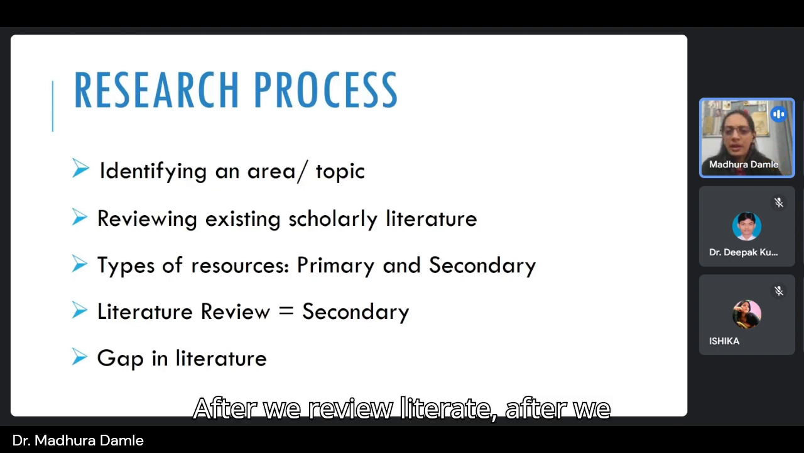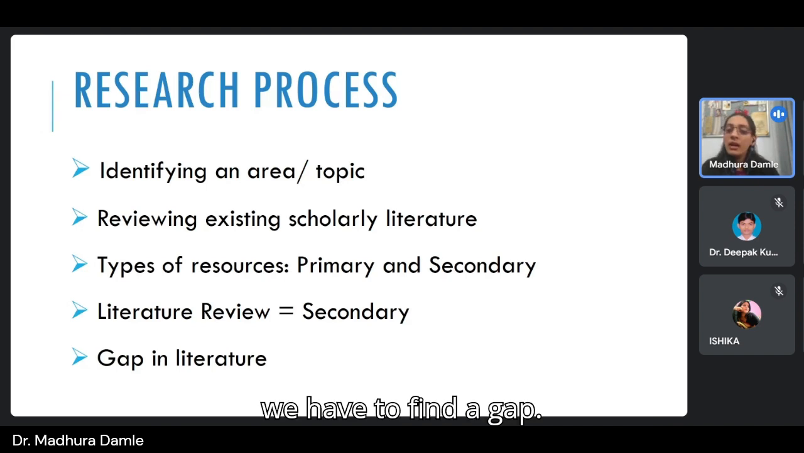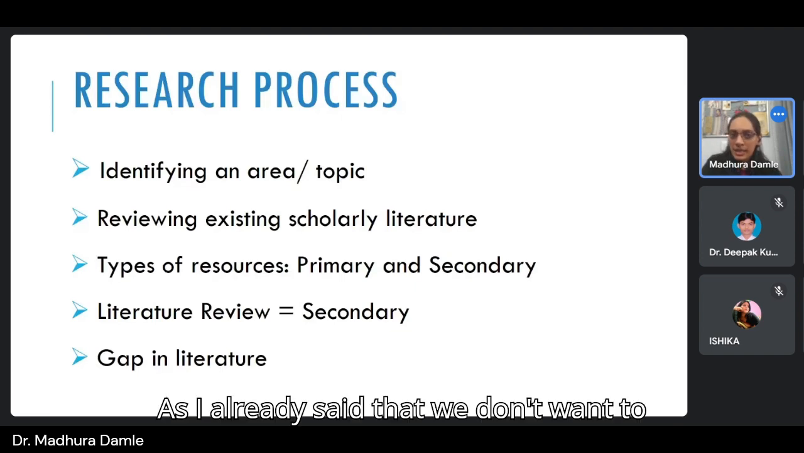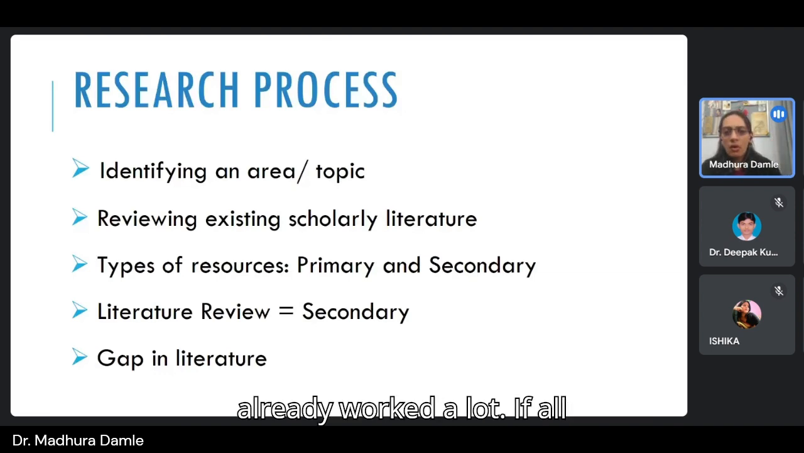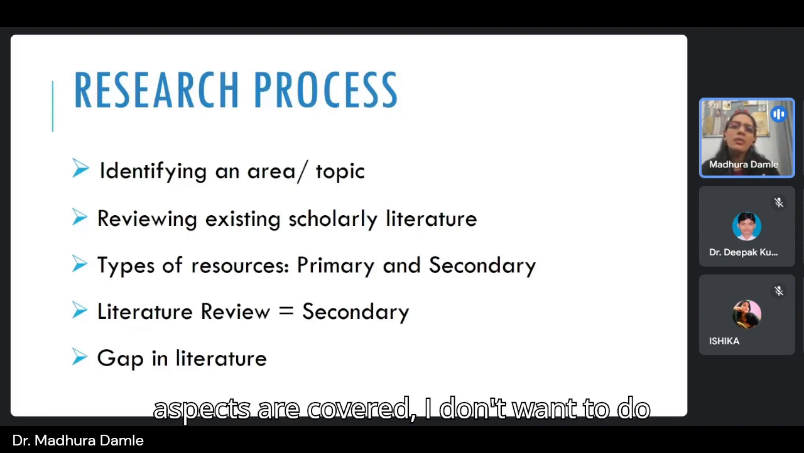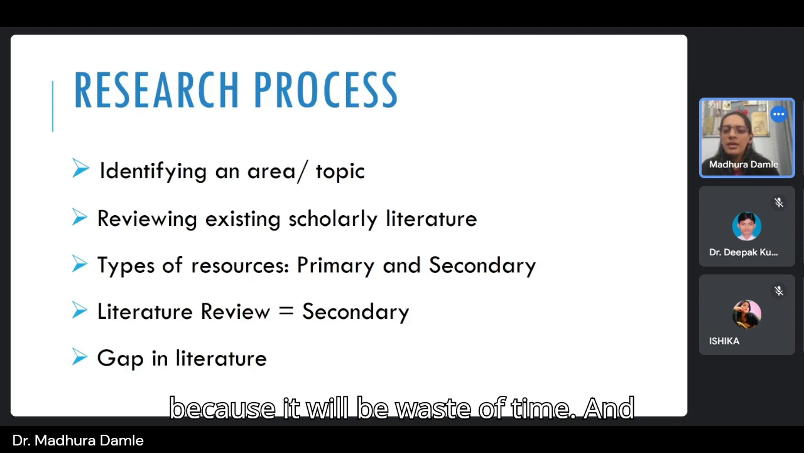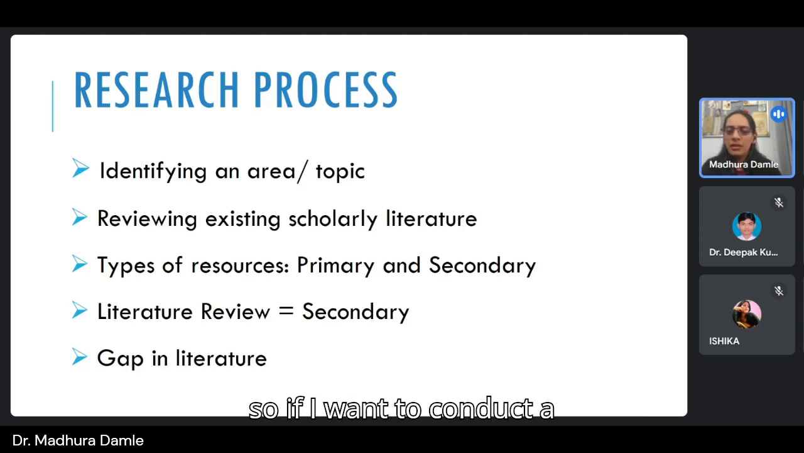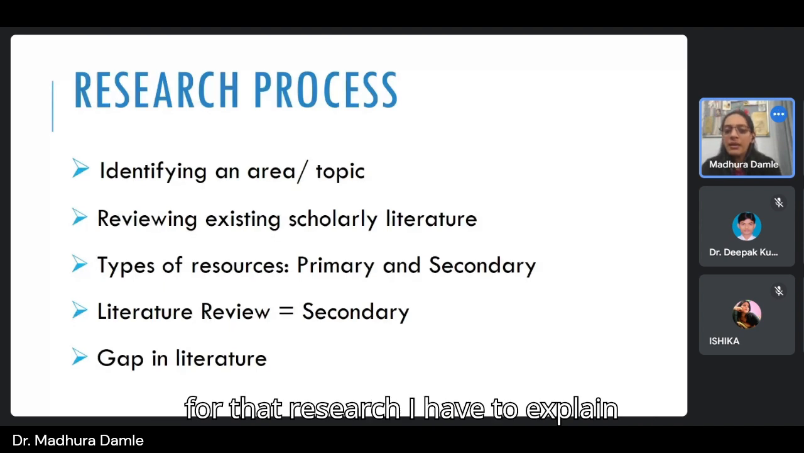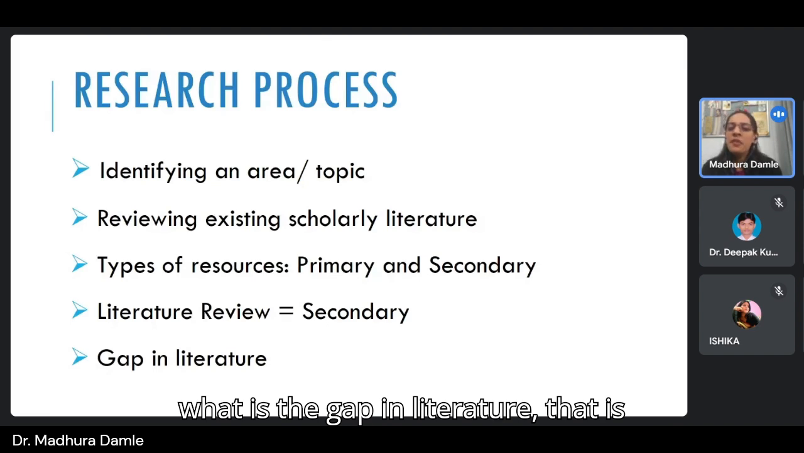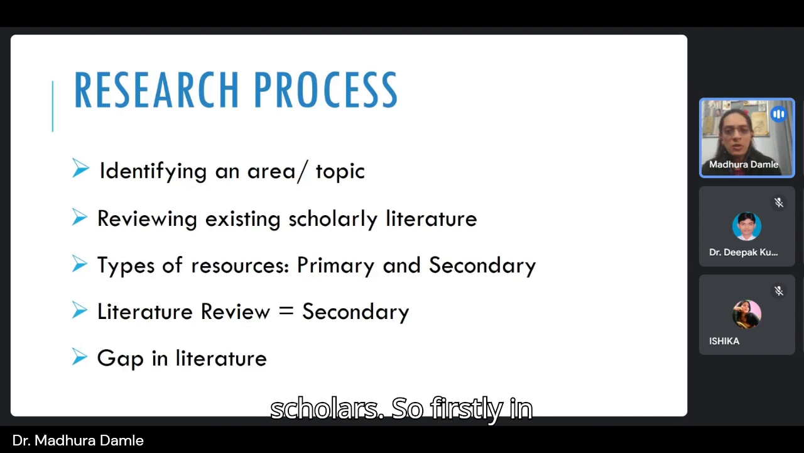After we review the existing scholarly literature, we have to find a gap. As I already said, we don't want to work on the same topic. If people have already worked a lot, if all aspects are covered, I don't want to do the same work and write the same article because it will be a waste of time. And so if I want to conduct research and write a research proposal for that research, I have to explain what is the gap in literature, that is, what is the aspect, what is the area which has not been worked on by other scholars.